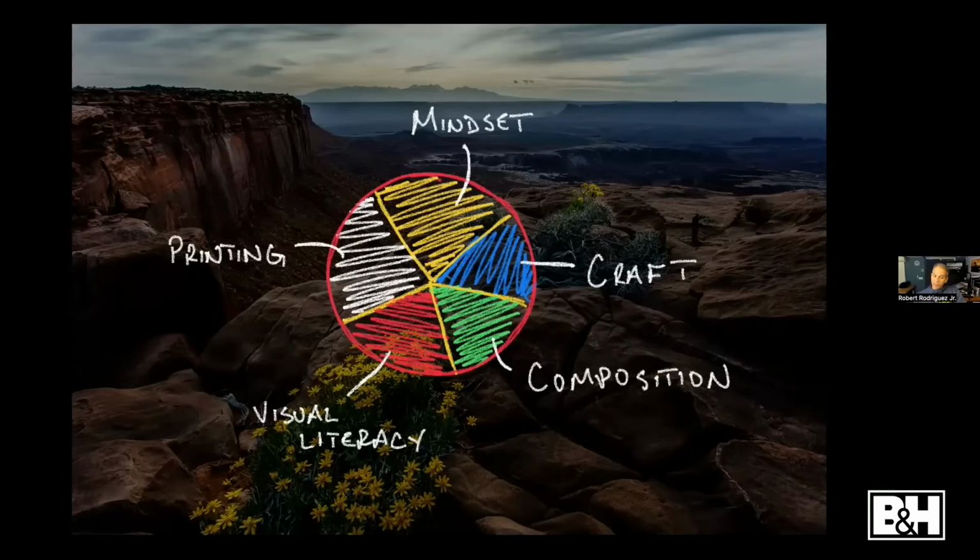So to wrap up today, just to go over these 5 areas: mindset, craft, composition, visual literacy, and printing. Each of these areas is a whole subject unto its own. I've written about these different areas extensively and teach them extensively. This is just an overview of the things that I think you can think about and work on into the future, long into the future.